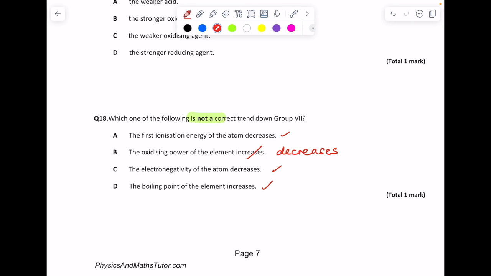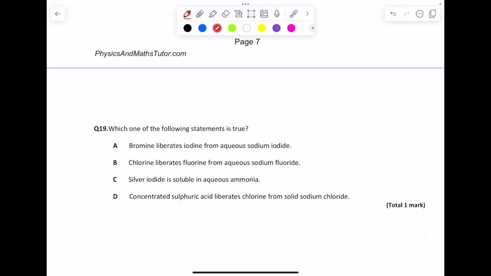Which of the following statements is true? Bromine liberates iodine from aqueous sodium iodide. That's true because bromine is more reactive than iodine or is a strong oxidizing agent.